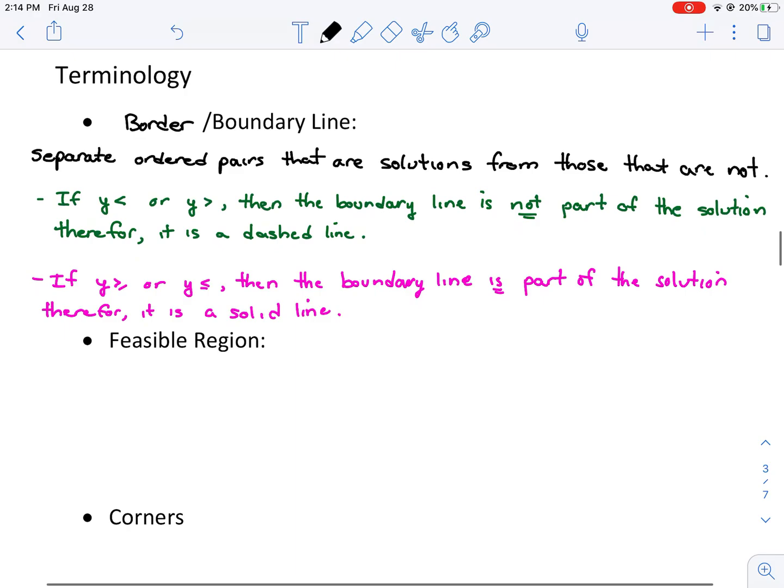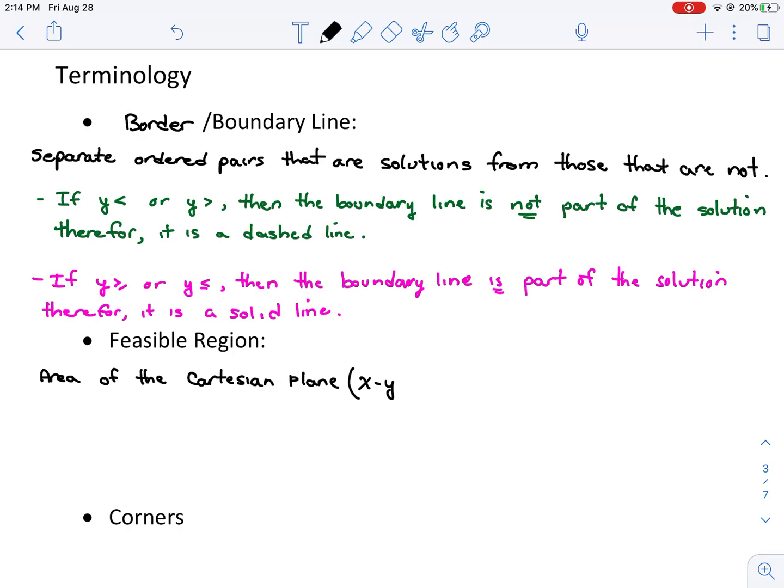Okay, next is the feasible region. And the feasible region is the area of the Cartesian plane, which is just the xy grid, where the solutions exist. So the feasible region is the solution region.